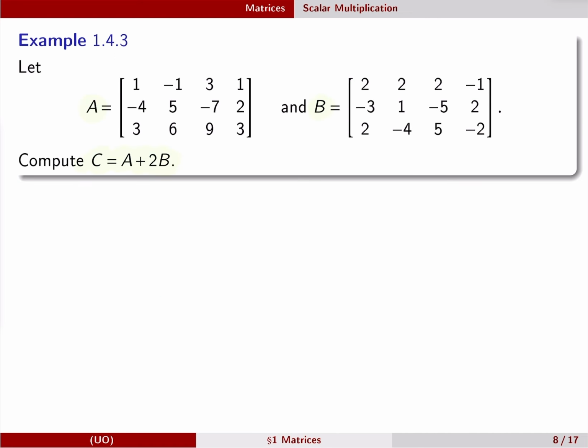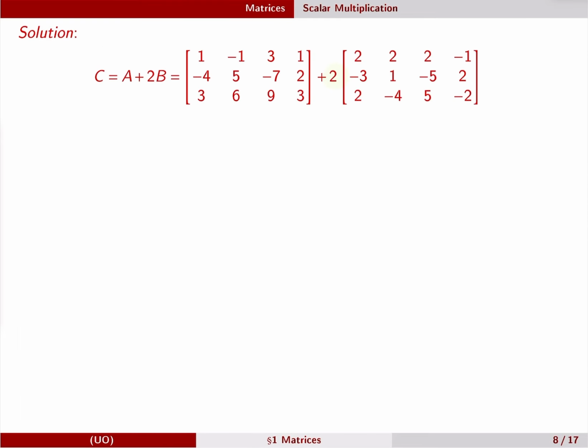Now let's do an example where we combine more than one operation. So suppose we have this matrix A, a 3 by 4, and B, another 3 by 4, and we want to compute C, which is A plus 2 times B. So here, if you have scalar multiplication, always do the scalar multiplication first. So we're going to be computing 2 times B first. And then once we have that result computed, we're going to add to that matrix 2B the matrix A.